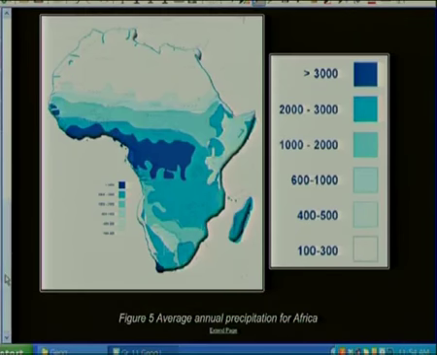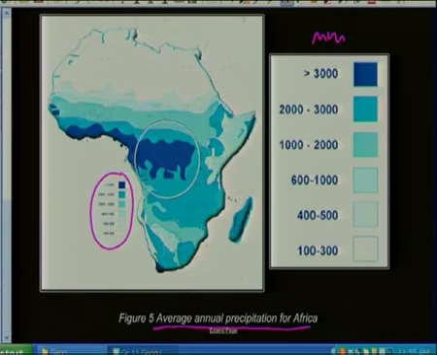Here is a map of Africa which shows you, this is figure 5, the average annual precipitation for Africa. You can see there the outline of Africa and the various shades of blue that are depicted on this map. And what we've done is we've enlarged the scale of the rainfall, which we measure in millimeters, remember, using a rain gauge. We've enlarged that here to the right as a big block. So all these dark blue areas, this zone over here, that is where we're getting more than 3,000 millimeters of rain in a year.